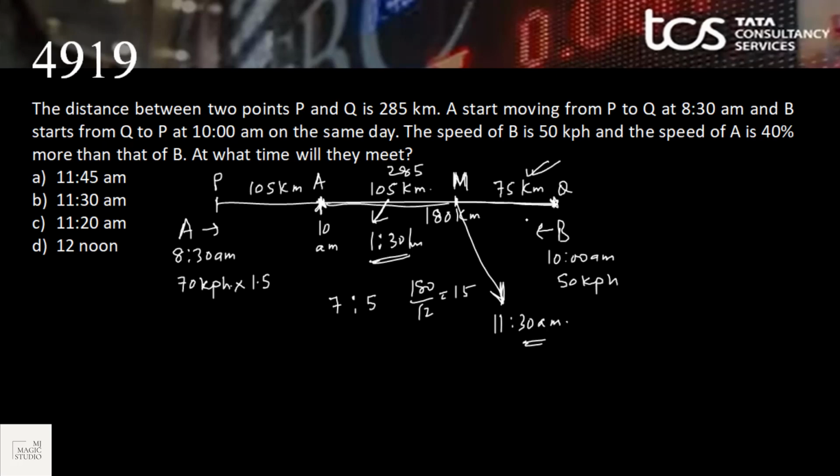We can take this as an instance also. This is 75 kilometers, 75 by 50. 75 kilometers traveling at 50 kph. Obviously, B will also take 1.5 hours to reach this point M. So, time of meet is 11:30 am. Option B is the pick.